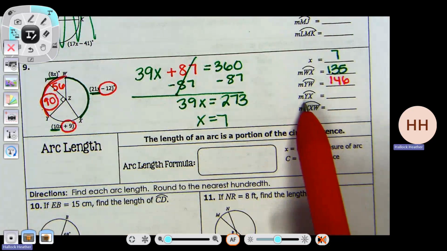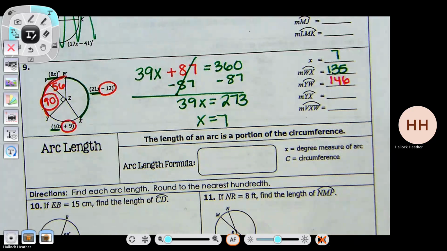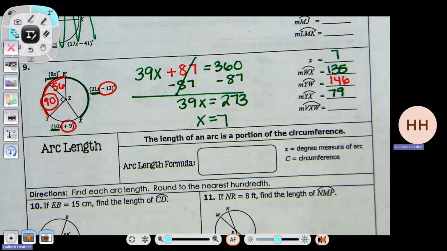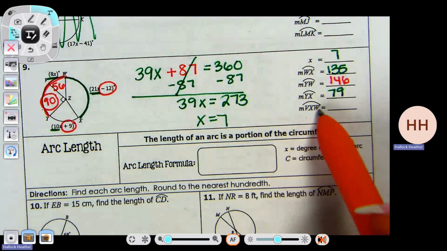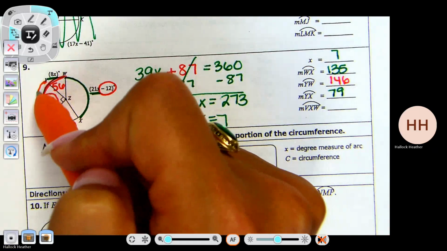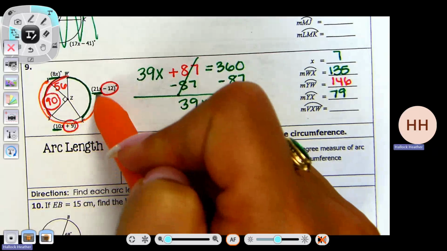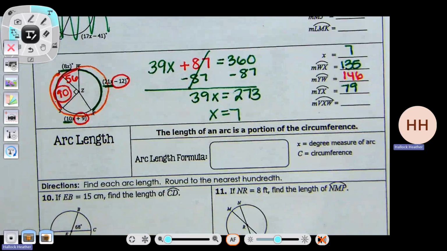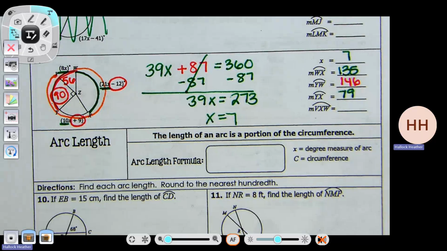Okay, and then I need Y to X, 79. The last one's the hardest because it's going all the way around. So you have VXW. So everything but that little slice of pie, 56. So how much is that last one?